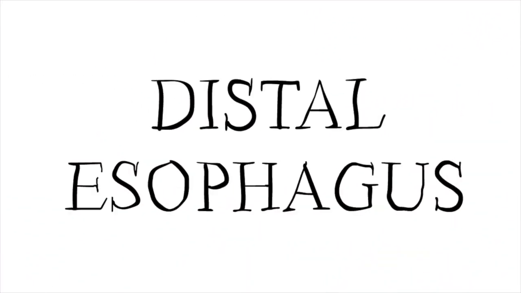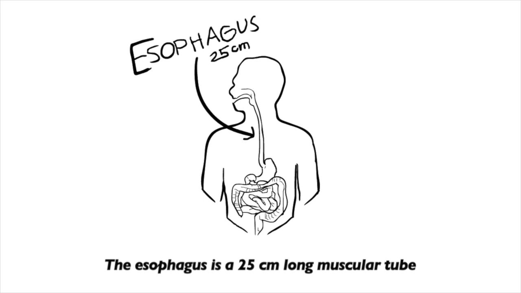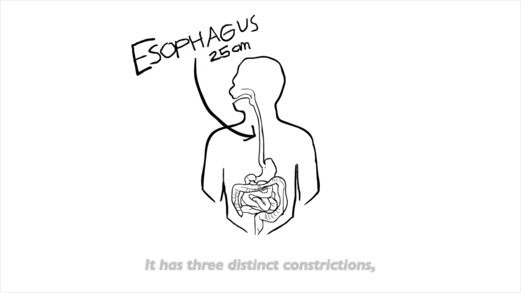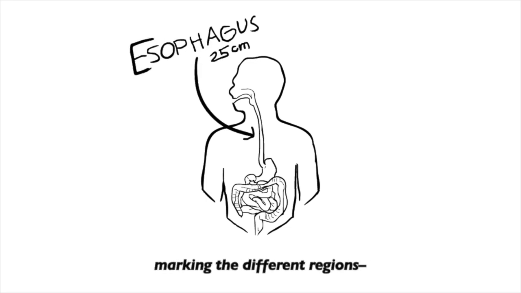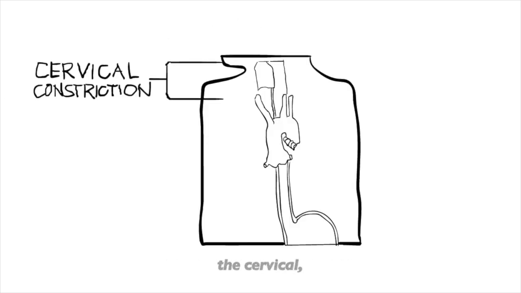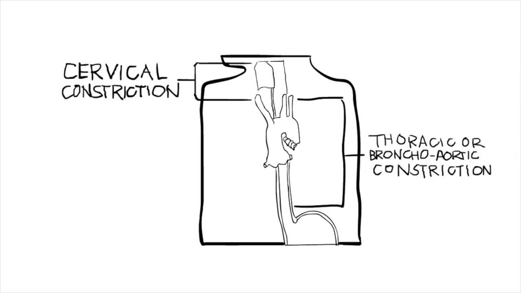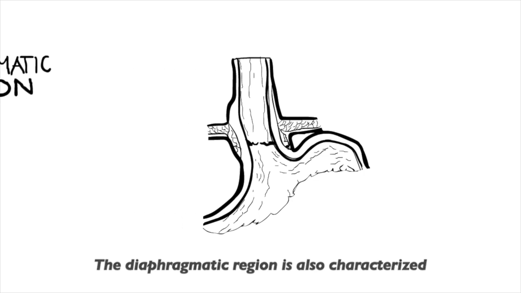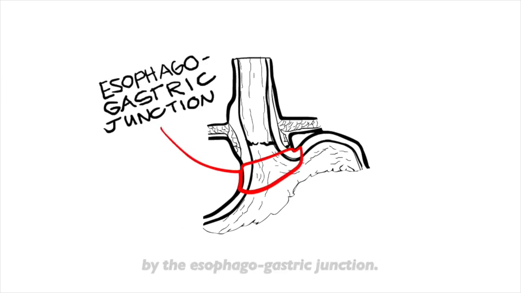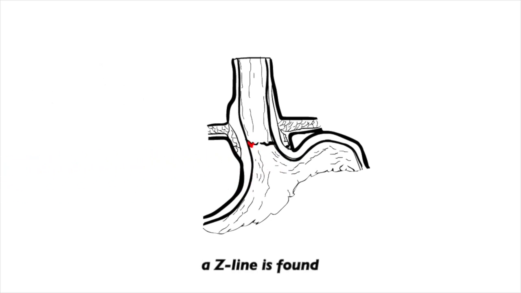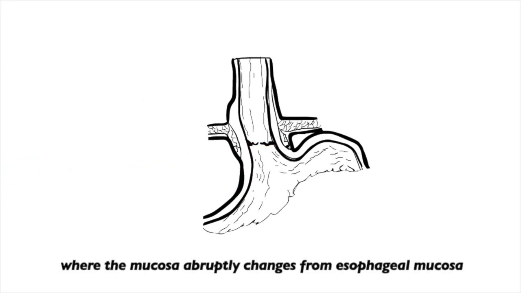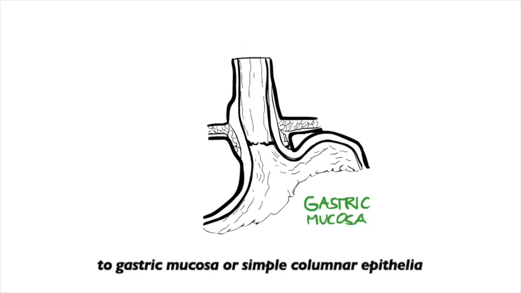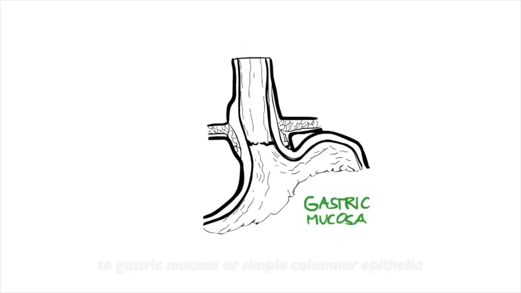Distal esophagus. The esophagus is a 25 centimeter long muscular tube that conveys food from the pharynx to the stomach. It has 3 distinct constrictions, marking the different regions: the cervical, thoracic or bronchoaortic, and diaphragmatic constriction. The diaphragmatic region is also characterized by the esophagogastric junction. In this junction, a Z-line is found where the mucosa abruptly changes from esophageal mucosa or stratified squamous epithelia to gastric mucosa or simple columnar epithelia.